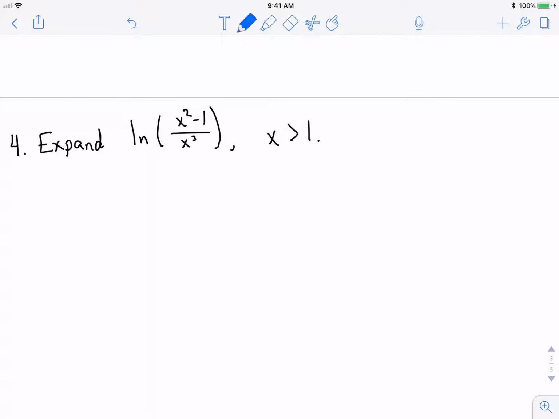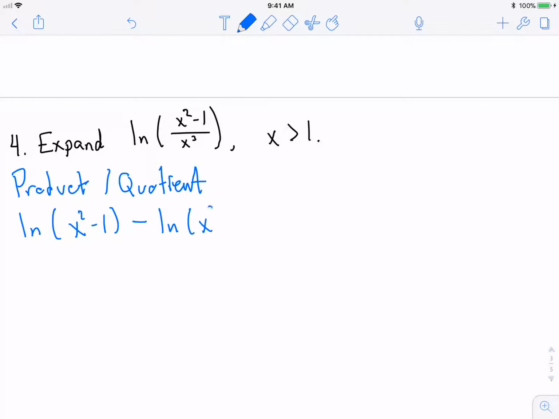For this one, we're going to expand this natural log, and we're going to take it as far as we can. All right, so we start with product and quotient. And we see that we have division right away. So let's split this into two logs. And now we can use the power property.